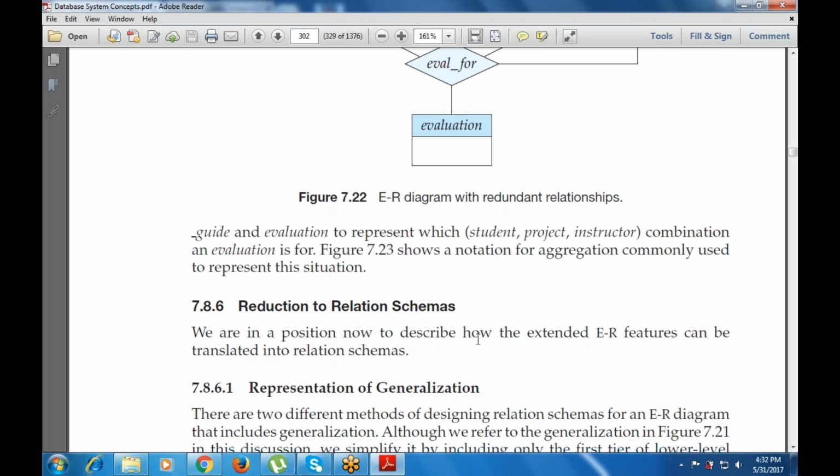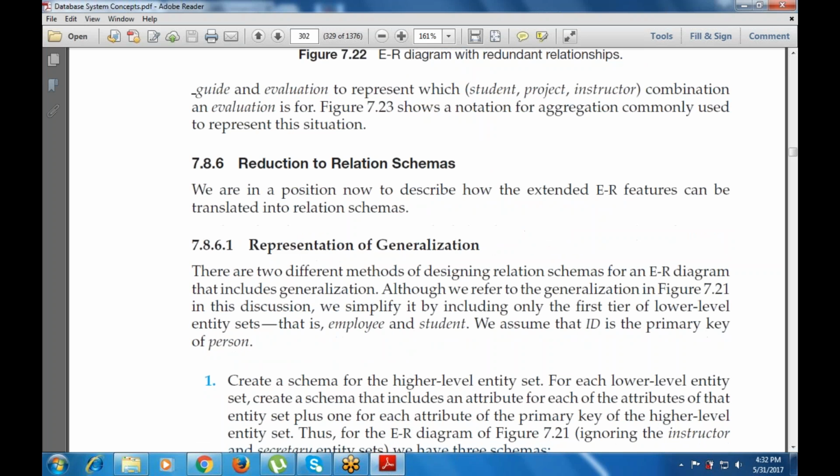Now how it is reduced to relation schemas. One is the representation of generalization that may be included in the ER diagram. There are two different methods of designing the relation schemas for an ER diagram that includes generalization. Although we refer to generalization in this discussion, we simplify it by including only the first tier of the lower-level entity sets, that is employee and student.